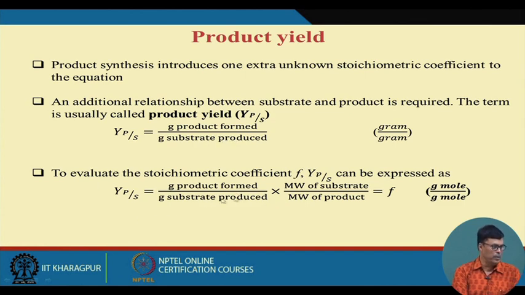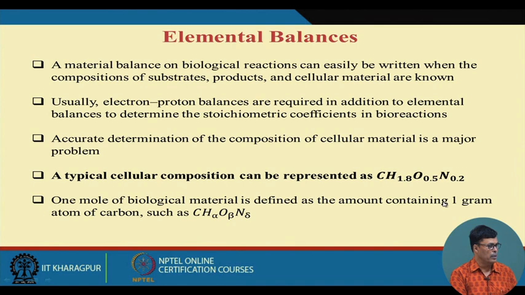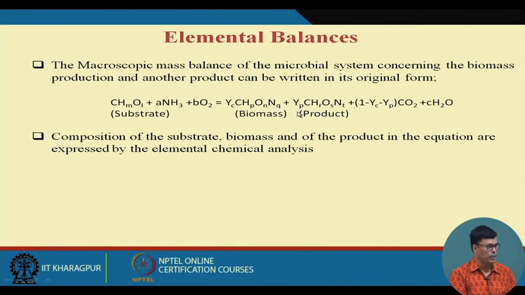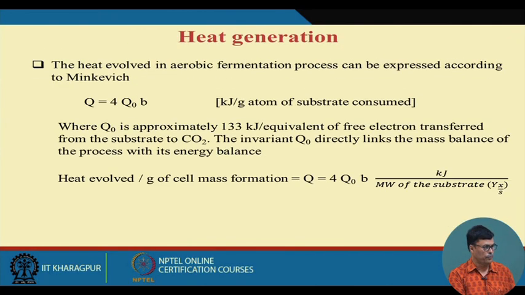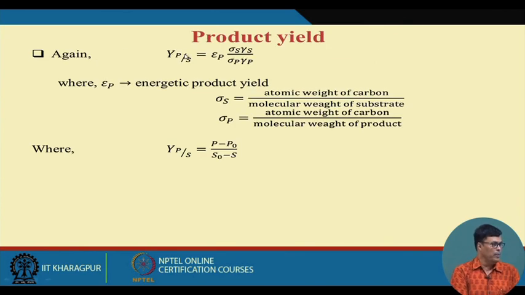Here also you can easily find out the value in terms of gram mole of product formed per gram mole of substrate consumed. In your stoichiometric equation that you have seen before, you can easily calculate the Y P value from this equation. Now, Y P by S can again be written as epsilon p, the energetic product yield, times sigma S by sigma B, gamma B by gamma P. You can easily find this ratio. And Y P by S equals P, the final product concentration, minus P 0, the initial product concentration, over S 0, the initial substrate concentration, minus S. So, you can find the gram of product formed per gram of substrate consumed.